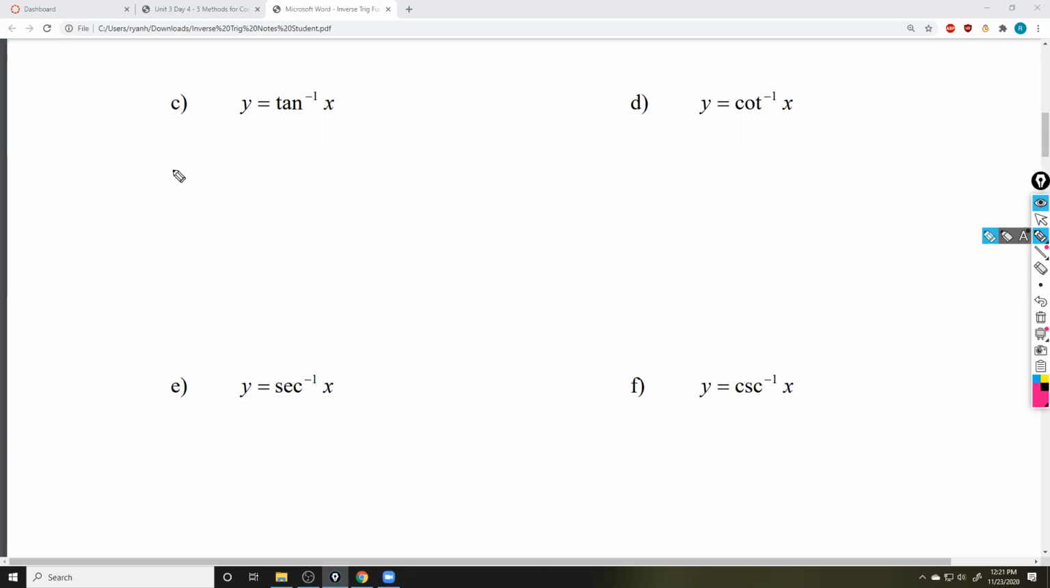tangent inverse mean? Well, tangent inverse of x equals y is the same as saying that the tangent of y is x. And so we can use our implicit differentiation. We can use that to get what dy dx is going to be. So we're going to take this derivative.